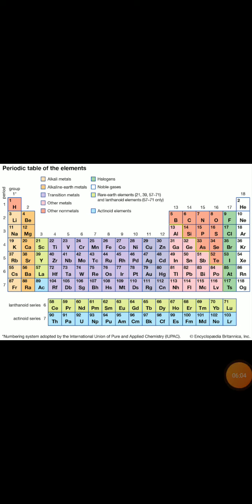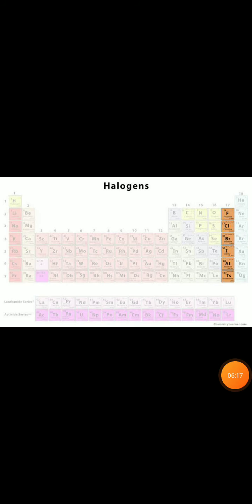So this is the first property which you will remember, that all the elements present in the same group will have the same number of valence electrons. Now let us talk about group number 17. What are the elements of group number 17? Fluorine, chlorine, bromine, iodine, etc.